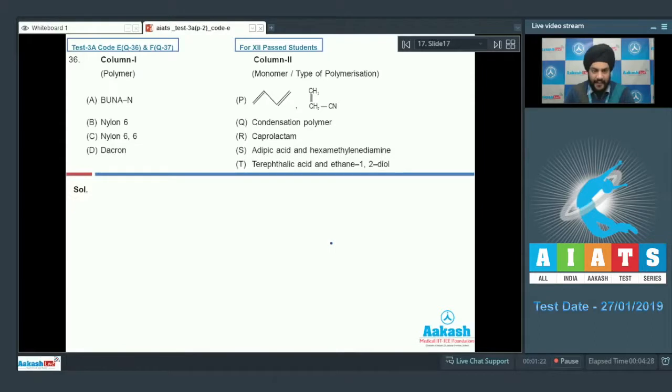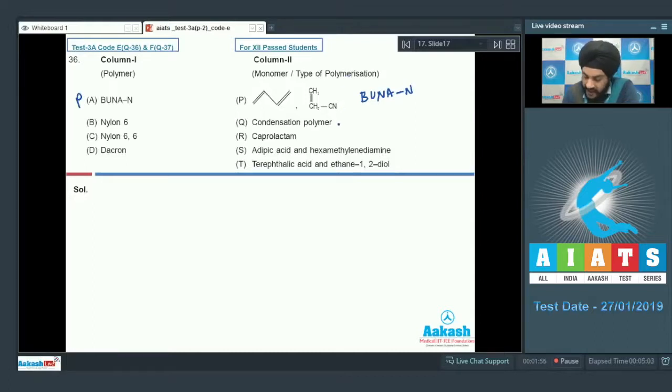So in column 1 we have been given polymers, and in column 2 we have been given the monomers or the type of polymerization. So students, we can probably start with the entries given in column 2. So in the option P we have 1,3-butadiene and we have acrylonitrile. So students, we know that 1,3-butadiene and acrylonitrile, they polymerize to give us buna N. Okay. So A will be matched with P.